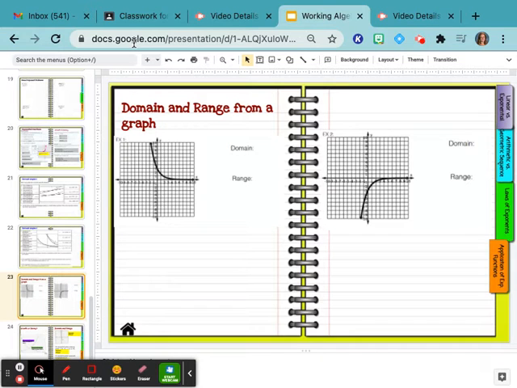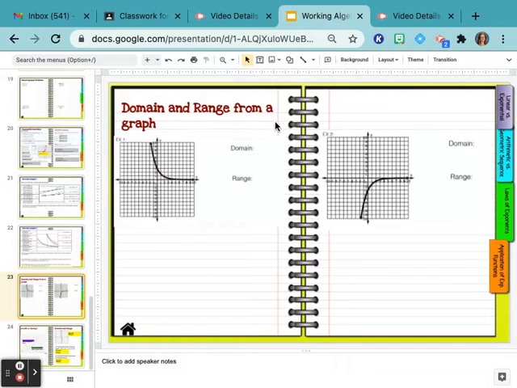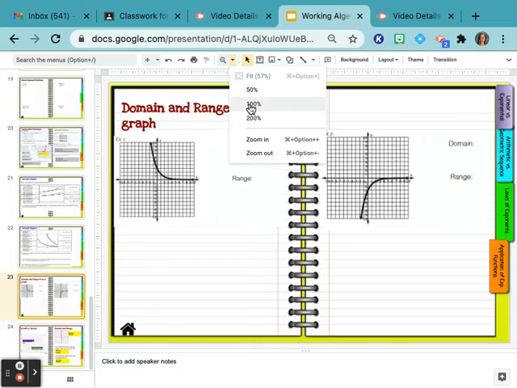We are going to finish our exponential function unit. So let's look at slide 23. It says domain and range from a graph. I'm going to zoom in on the left side.